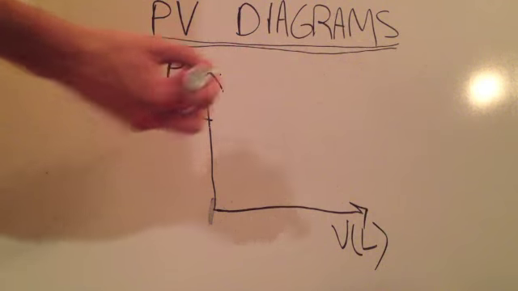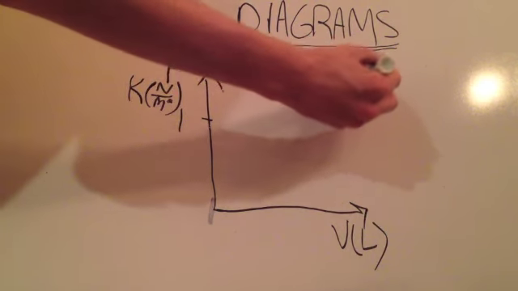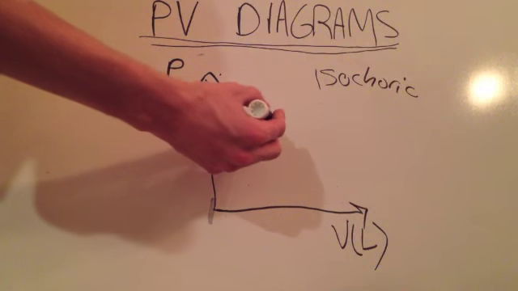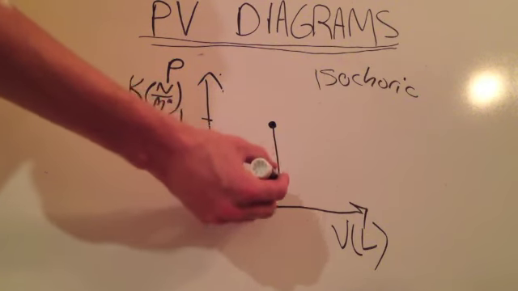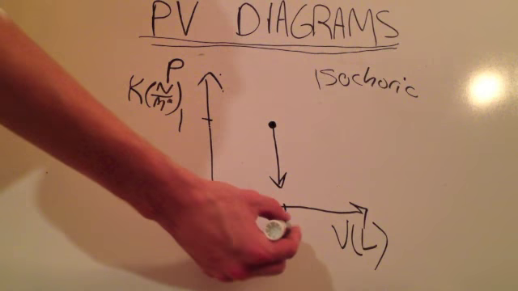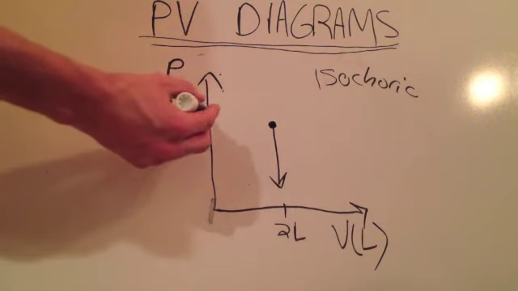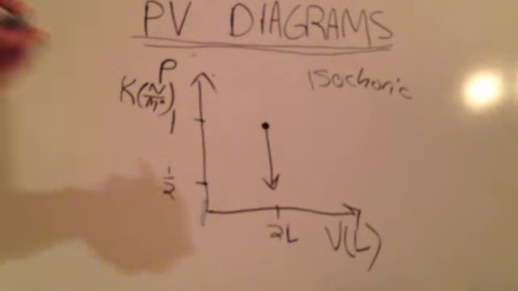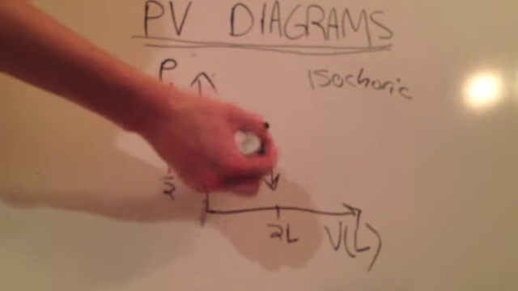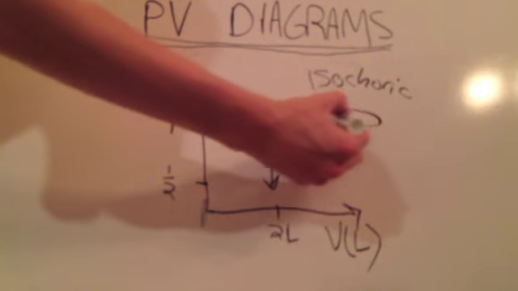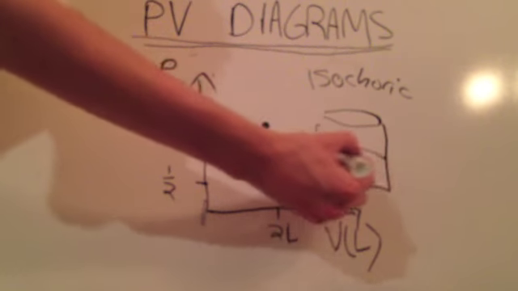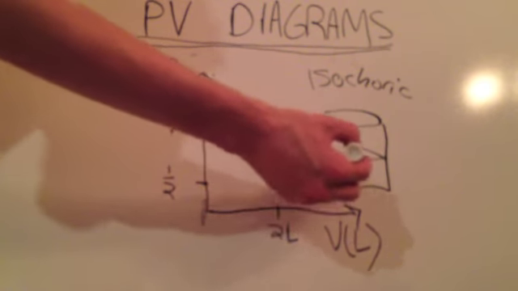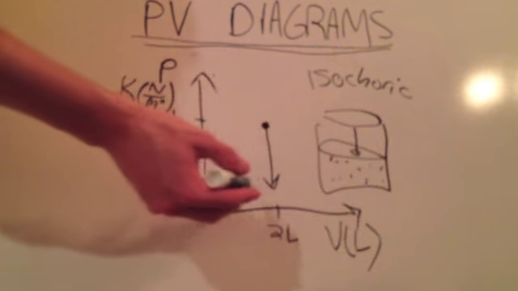Another process I'm going to talk about is isochoric, and that's where the volume stays constant while the pressure changes. So we would start here and keep the same volume of 2 liters and decrease from 1 kilopascal to half a kilopascal. In this example, there's no work because there's no area under the curve. And to see this visually, the piston is just remaining where it was and not working on the gas, and the pressure is just changing. So that's why there's no work.